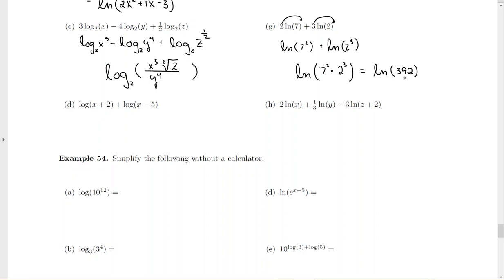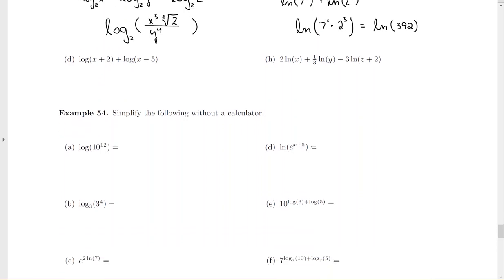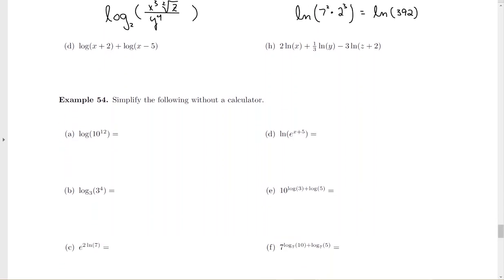That's not going to simplify nicely. It'll be a big long decimal, so leave it as an exact answer. For letter D, no powers to pull up, so let's just leave it as log base 10 of, and then put in x plus 2 times x minus 5. And then FOIL that out.